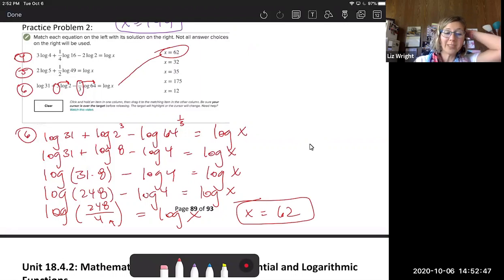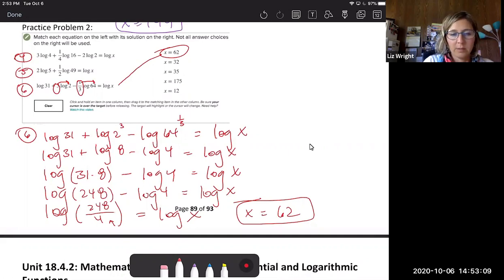And again, you can always go back and check, right? Like just put it in your calculator. And you could say, well, let me see, log of 31 plus 3 times log of 2 minus 1/3 times log of 64. Does that also equal log of 62? And just put it in your calculator and double check that the left-hand side decimal would equal the right-hand side decimal. And then you'd have it.